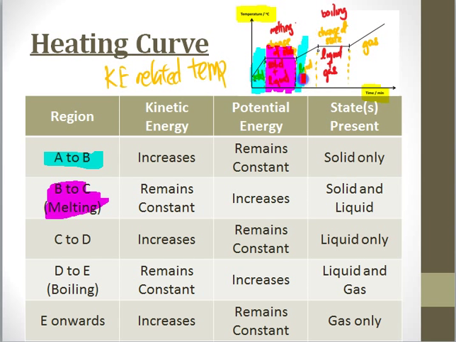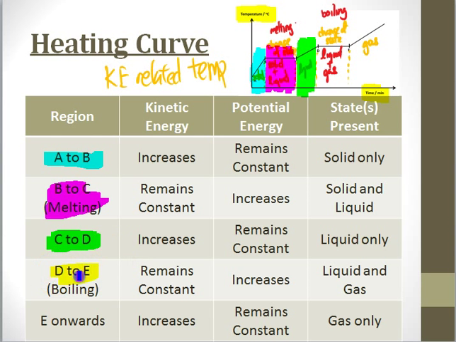Next one, we have the liquid state. Maybe I shouldn't use this color. Let's use green color for the liquid state, C to D. Temperature increases, definitely kinetic energy increases. Potential energy remains constant because KE is increasing. As I was saying, only one of the energies will change at each time. And at this point here, only liquid is present.